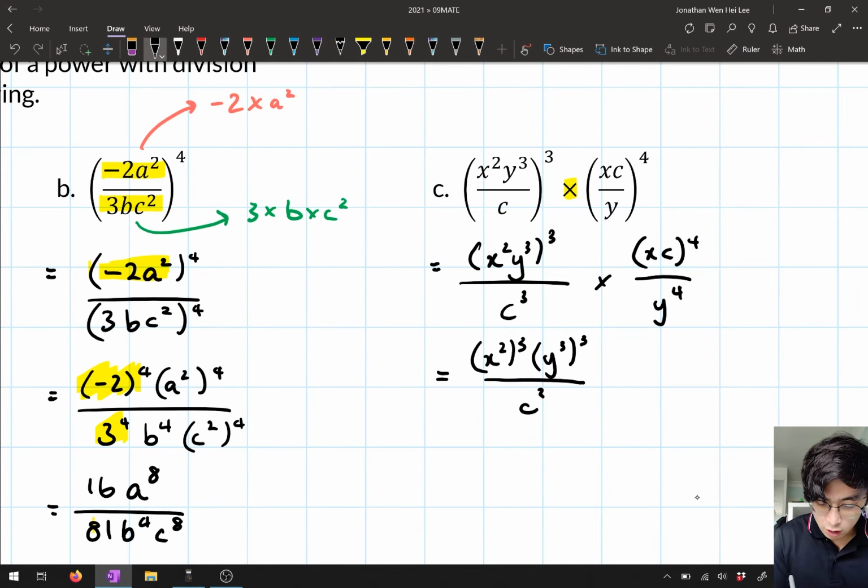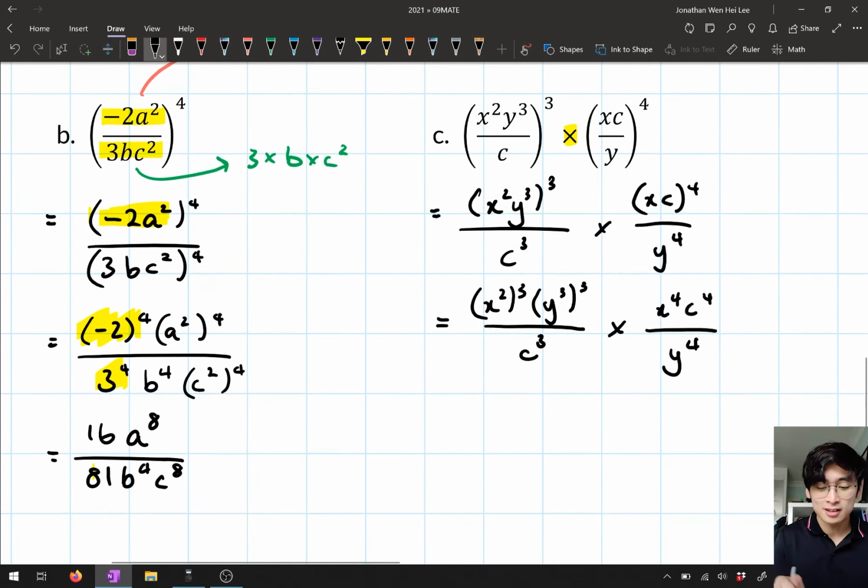And I've got c cubed down here. And over on the other side, I've got xc to the power 4. I raise each of those product terms inside to the power 4. So I've got x to the power 4, c to the power 4 over y to the power 4. Okay, cool. Still got one more set of brackets. Let me just deal with those.